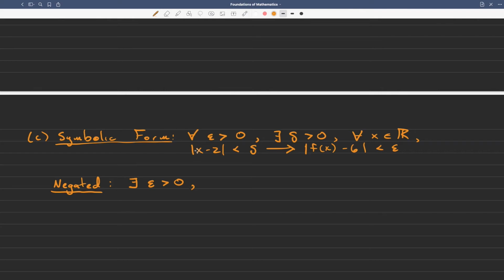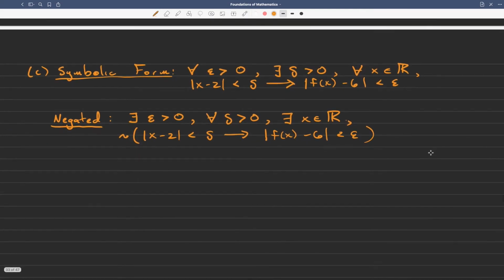You do flip the quantifier though. For every becomes there exists, and then the next exists becomes a for every, so it's for every delta greater than 0. Again, don't change that inequality. That's not part of something that you negate. And then there exists an x in the real numbers. Again, the universe just stays the real numbers. Now we're going to negate this implication.